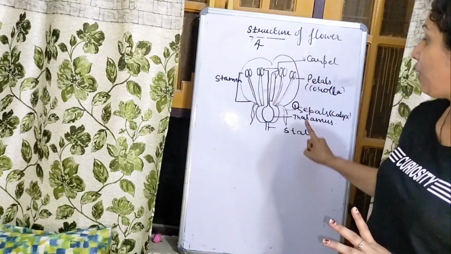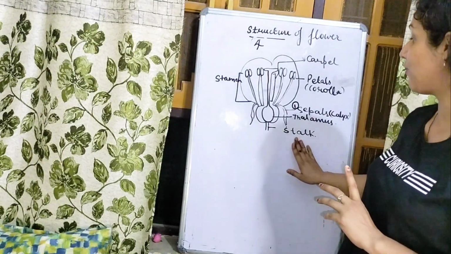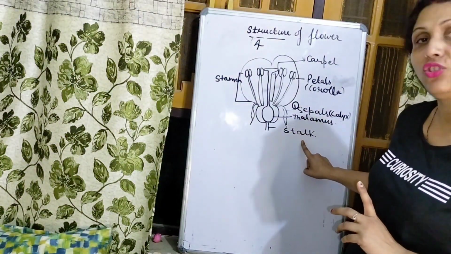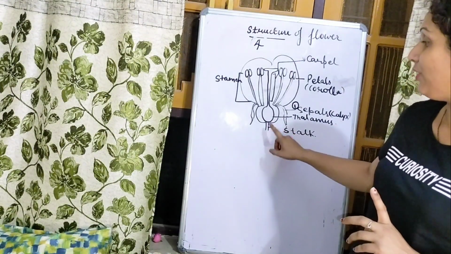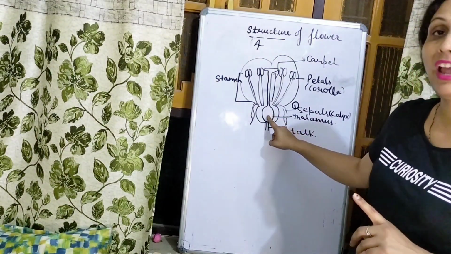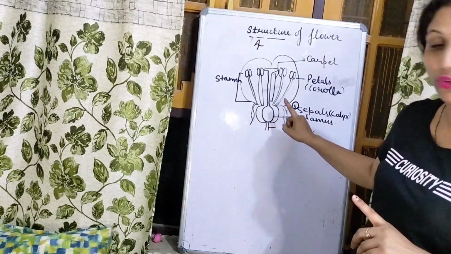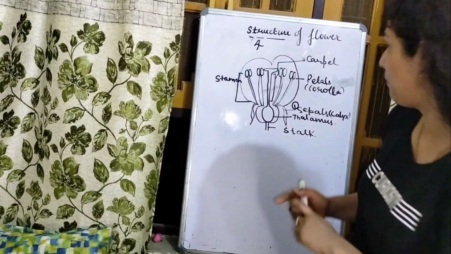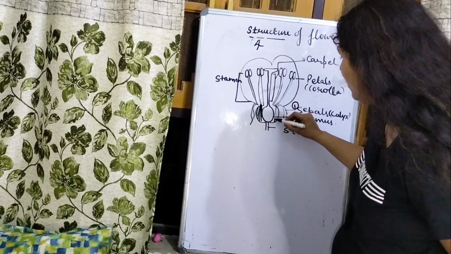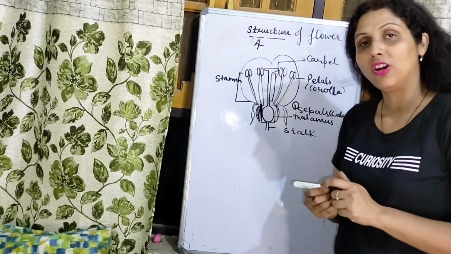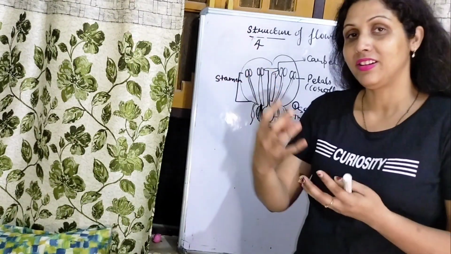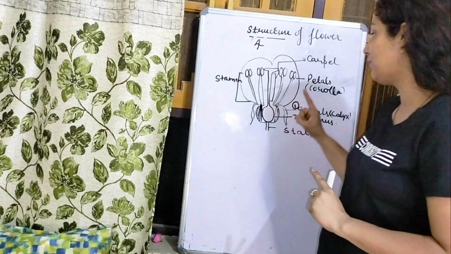Now this is the structure of a typical angiospermic flower. We start from the base. The basal portion is called the stalk. The stalk is the part where the flower arises. Next to the stalk is the thalamus. This is the basal swollen portion, and this shaded portion is called the thalamus. It is swollen, and this thalamus is also called the receptacle. Why? Because it receives all the 4 different parts of the flower.